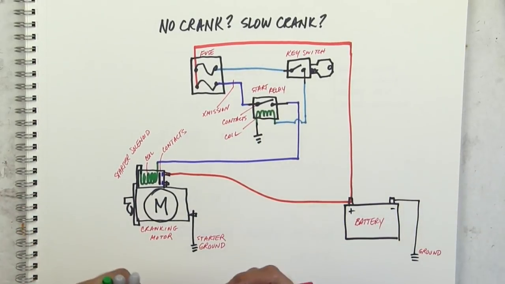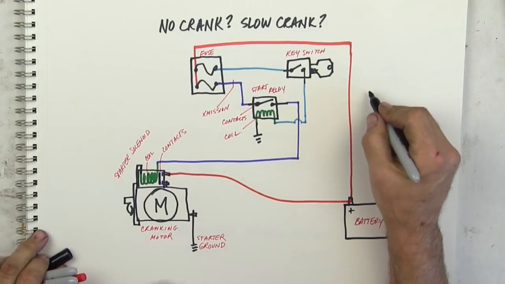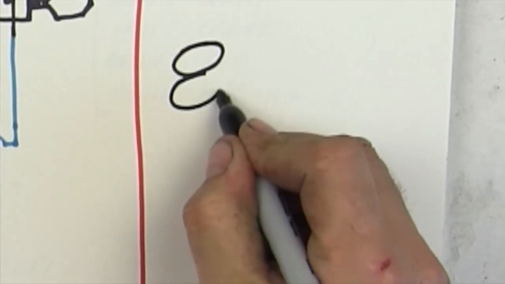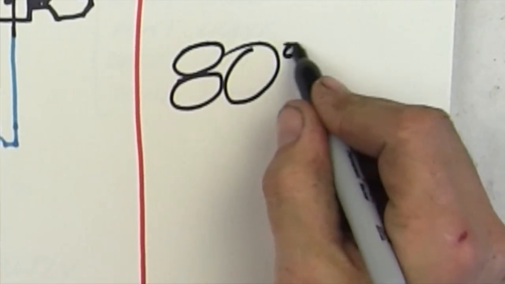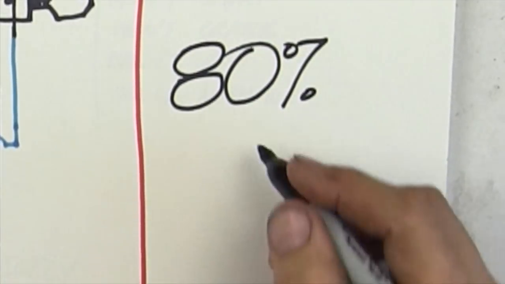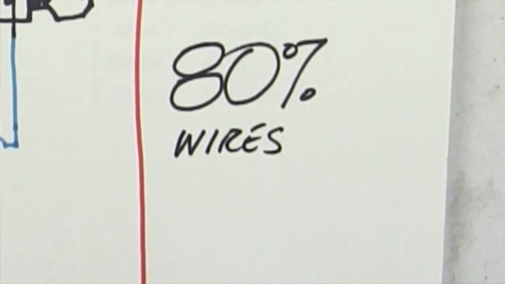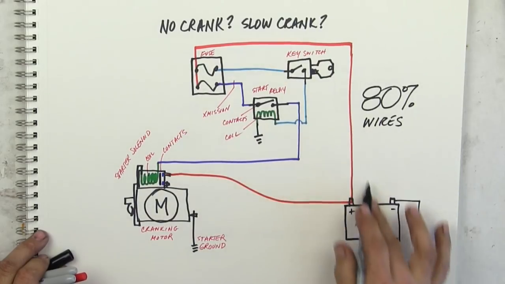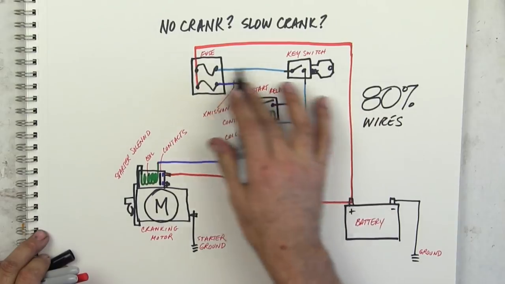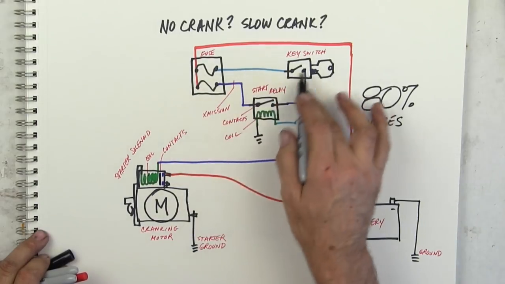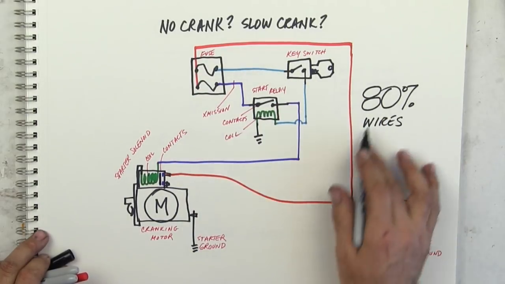Okay, but there are 10 things that could fail in here, but there's something else you have to understand, and this is really, really important. You have to remember that no matter what you think, 80% of faults are in the wires. There's a lot of wire here, right? Lots of wire, right? So the components fail 20%, the wires fail 80%.